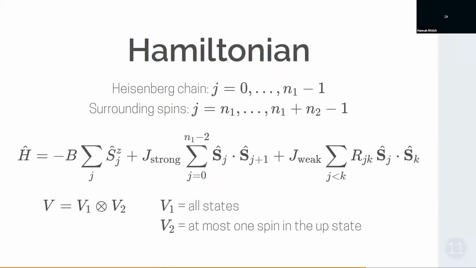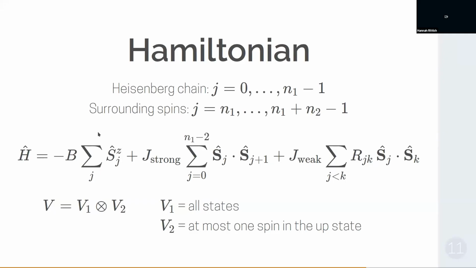So we need to write down the mathematical formulation of the system, which looks like this. We order the degrees of freedom in the Heisenberg chain in the first n1 degrees of freedom, and the n2 surrounding spins are numbered after that. And then the Hamiltonian of the system looks like this.